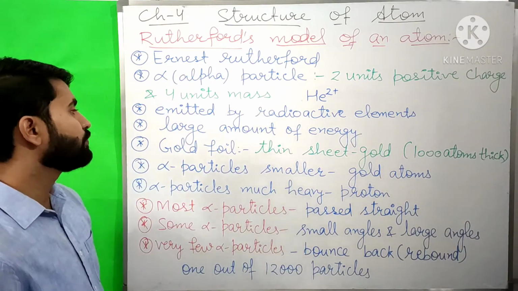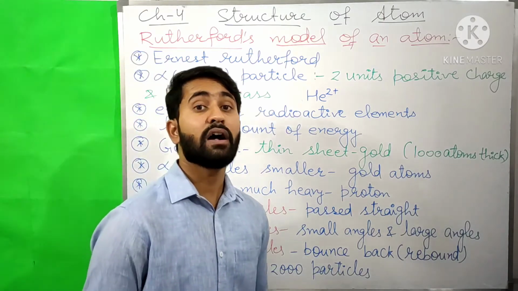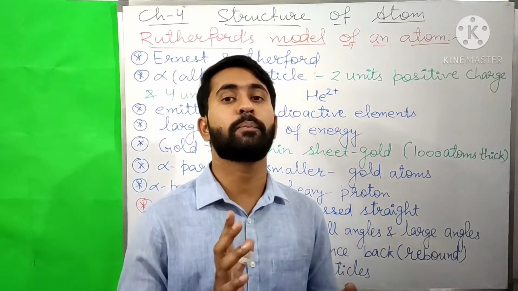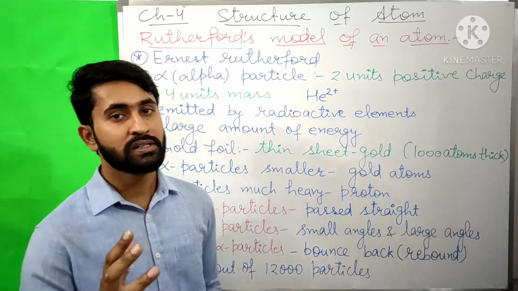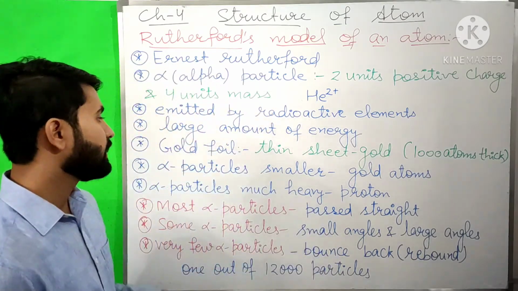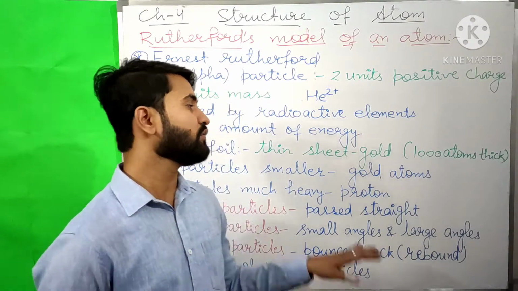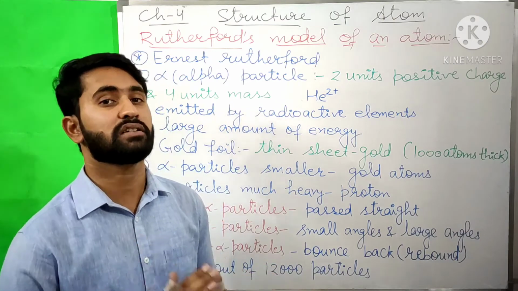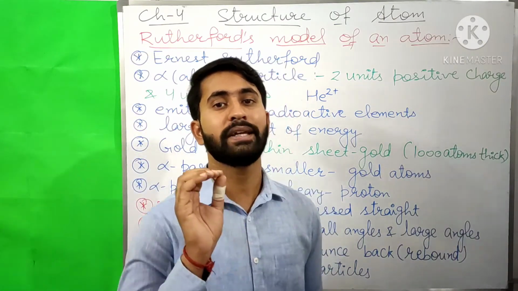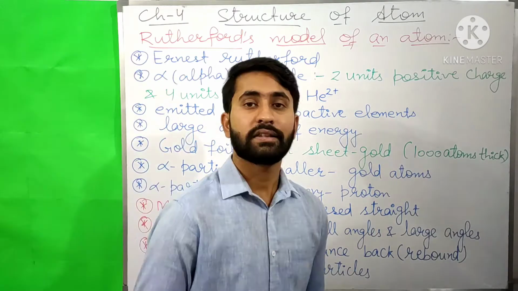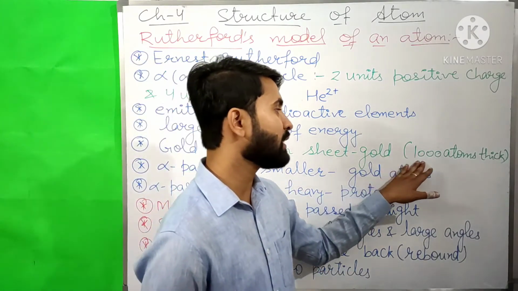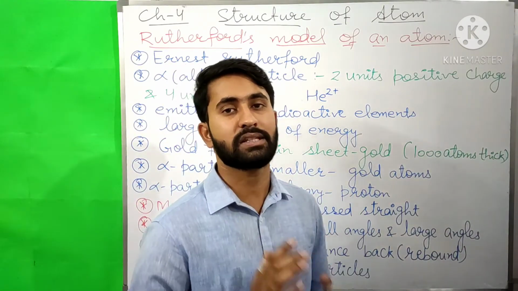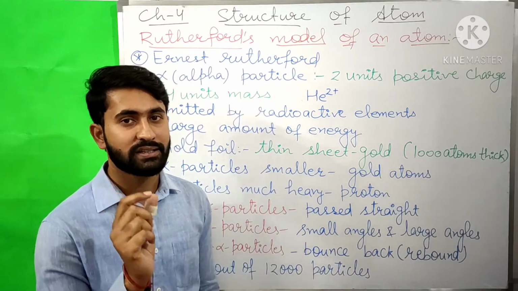The fast moving alpha particles have a large amount of energy and they can penetrate through matter to some extent. Gold foil is a very thin sheet of gold, and this gold foil was used because Rutherford wanted the sheet to be as thin as possible. This gold foil was approximately 1000 atoms thick. It means if we arrange 1000 atoms in a line, the gold foil was that much thick.